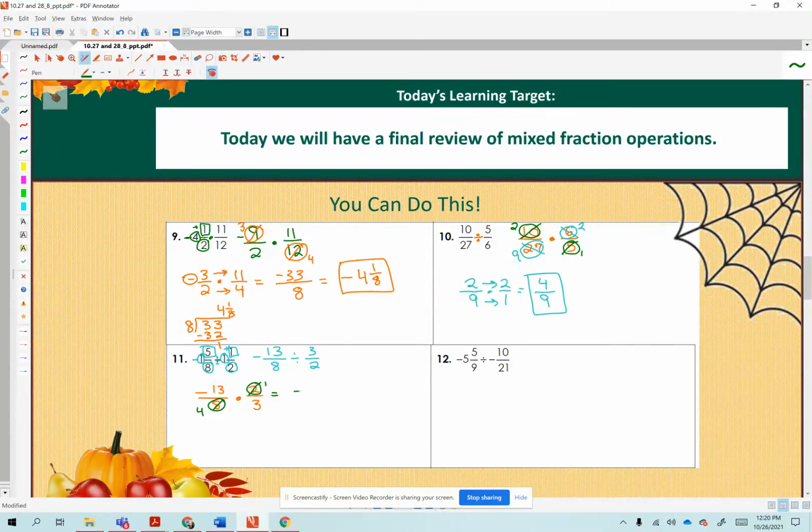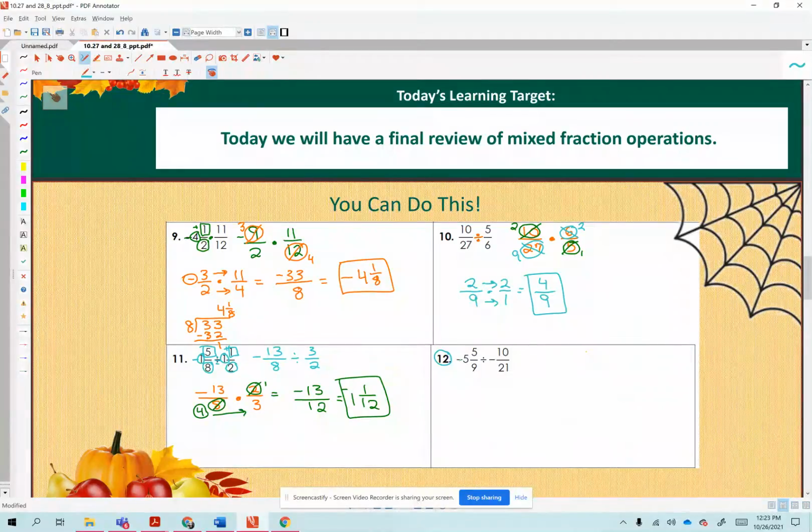Negative 13 times 1 is negative 13, and 4 times 3 is 12. And we know that this is an improper fraction. 13 divided by 12 is 1 with 1/12 left over. And that's negative 1 and 1/12. And that is our final answer. Now we're ready to do number 12.